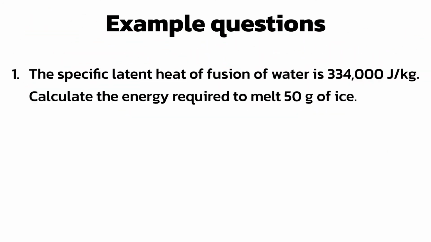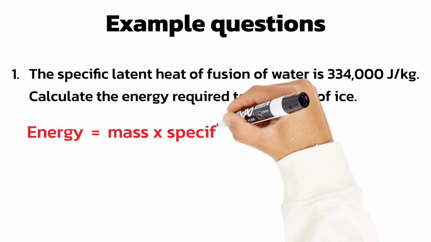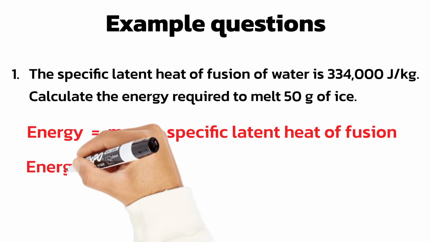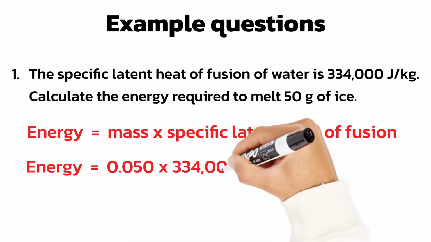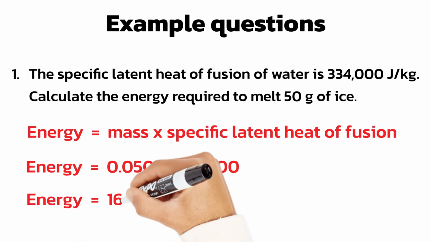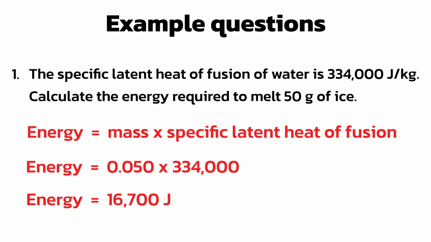To calculate the energy required to melt the ice, we need to use the formula, energy equals mass times specific latent heat of fusion. The mass is given in grams, so firstly we need to divide 50 by 1000 to get 0.05 kilograms. Which gives the energy required to melt 50 grams of ice to be 16,700 joules or 16.7 kilojoules.